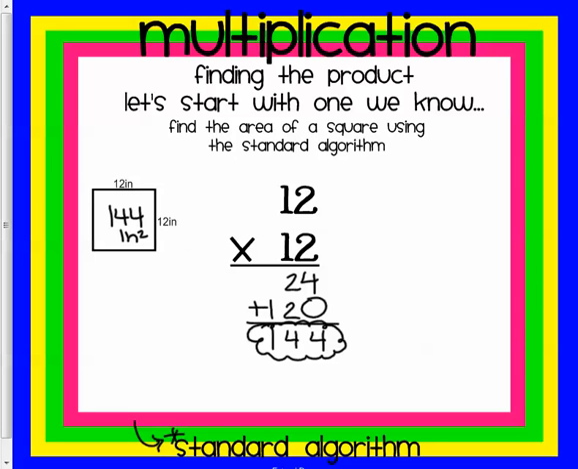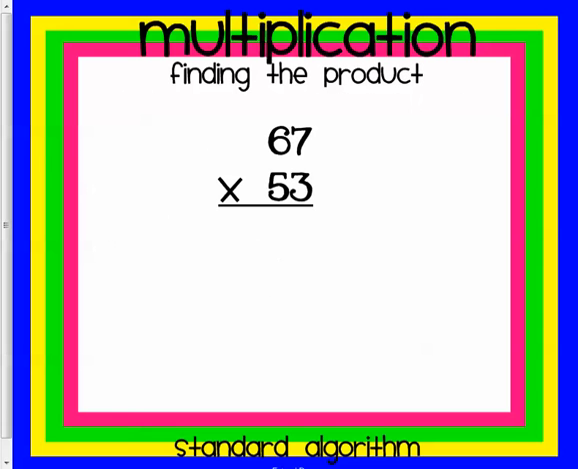Rewatch that example if you need to again. Okay, let's label this one number 1 in our notebooks. What do we do if we have 67 times 53? Well, let's start with the 3.